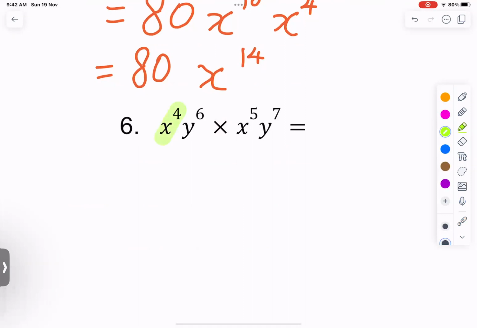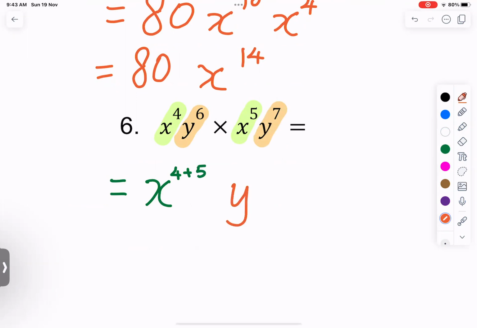So x deals with x, y deals with y. So x to the power of 4 times x to the power of 5. How many x in total? And then how many y's in total? Brother, what's 4 plus 5? 9.